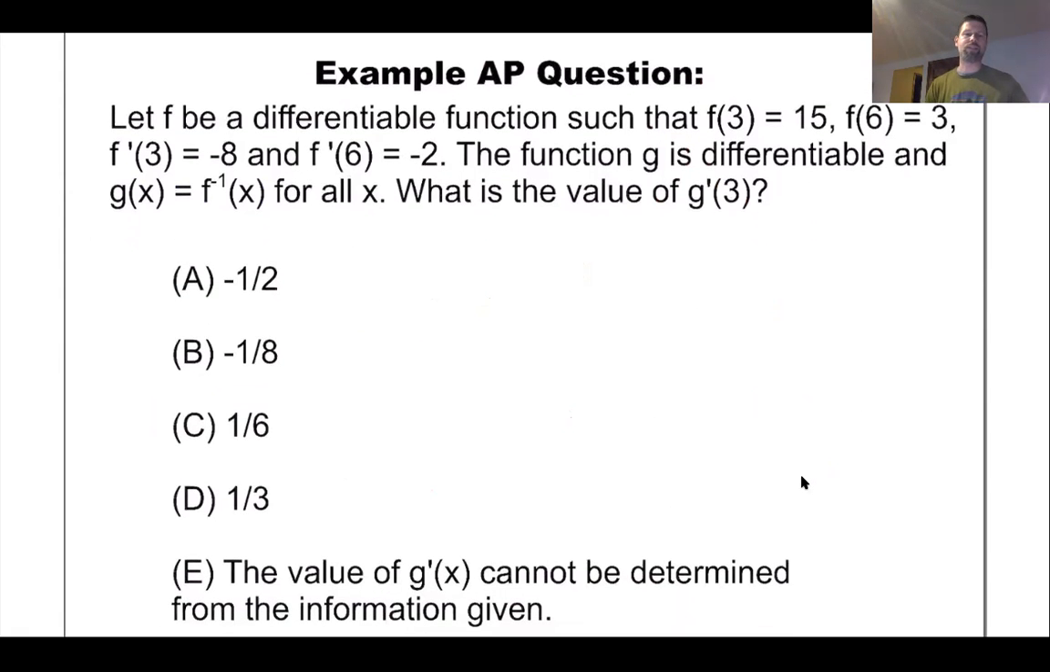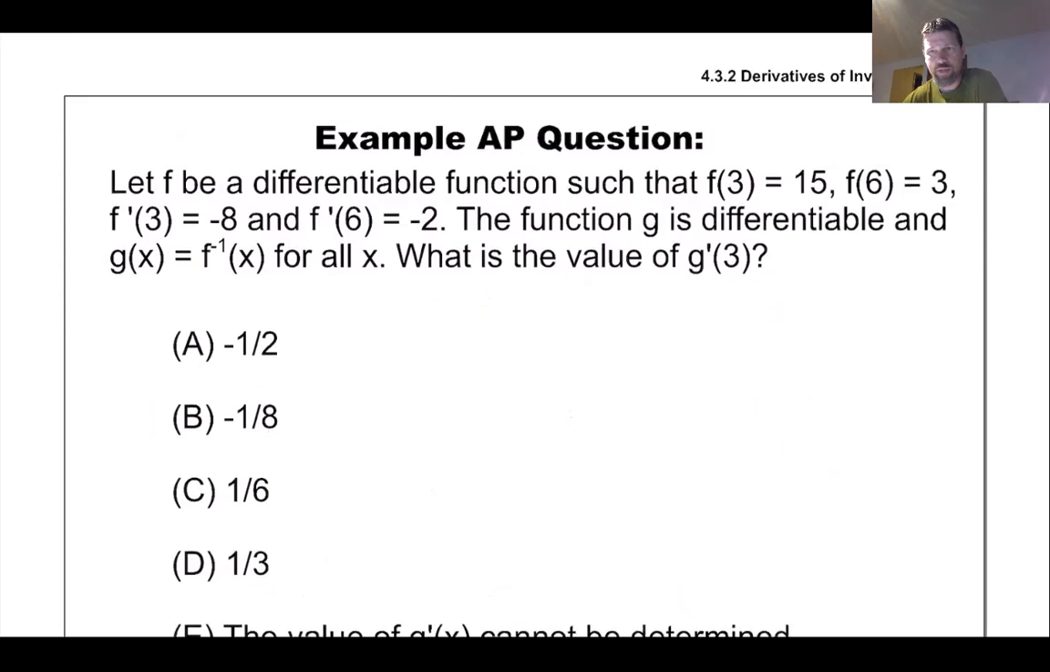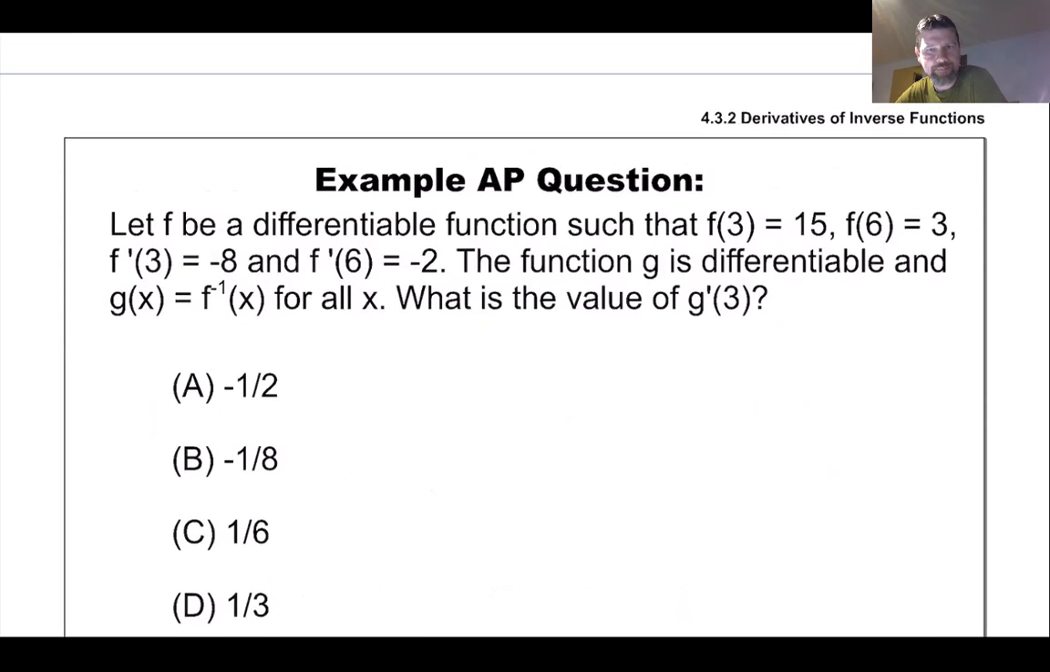All right, here's an example AP problem. This is how they'll throw it to you. We're going to talk about ways to solve it. If you want to try it on your own, go for it. Just pause the video and do it. Otherwise, I'm going to work through it with you.